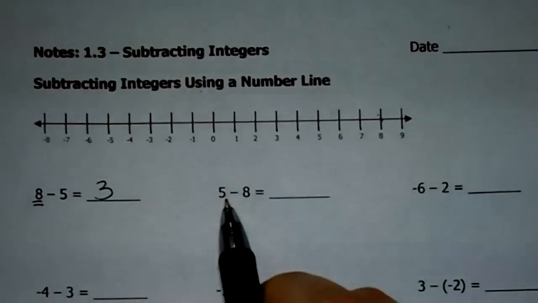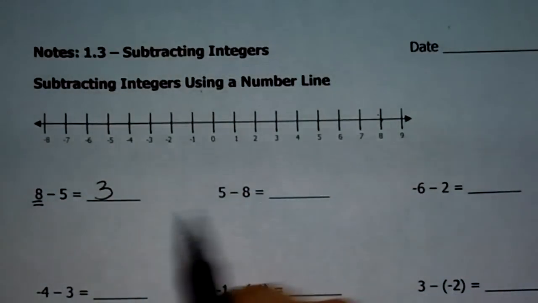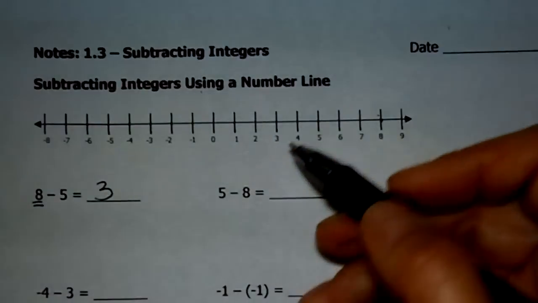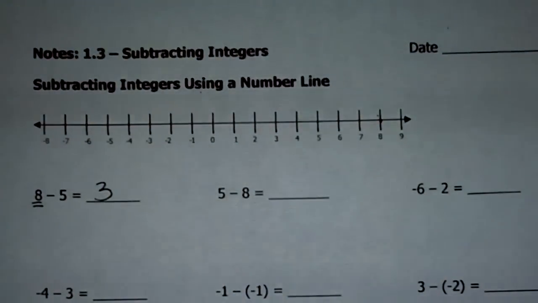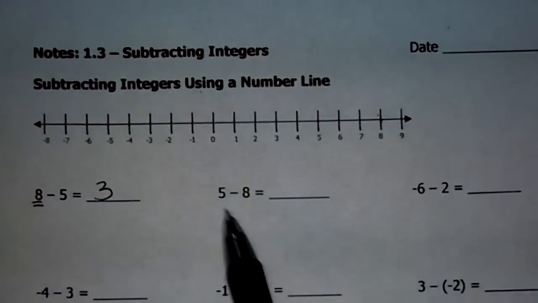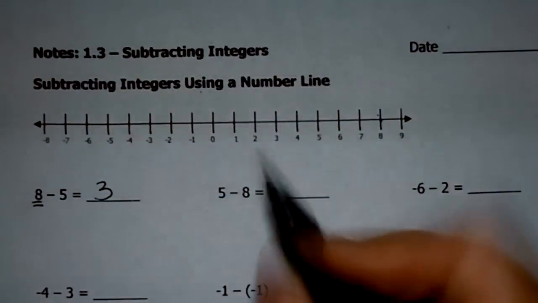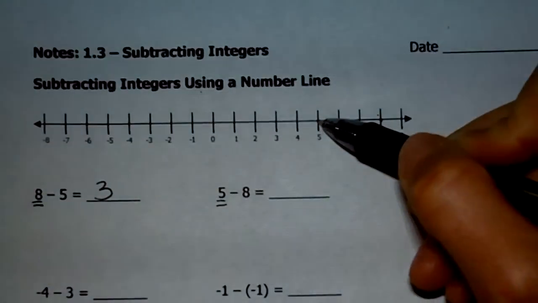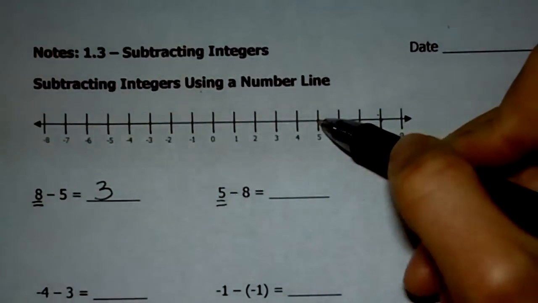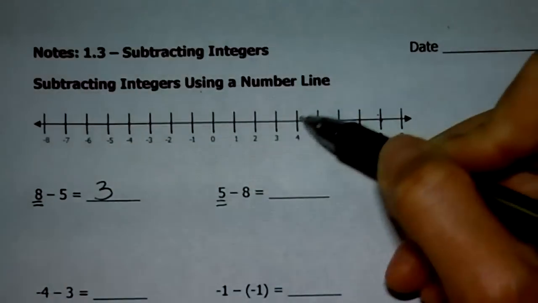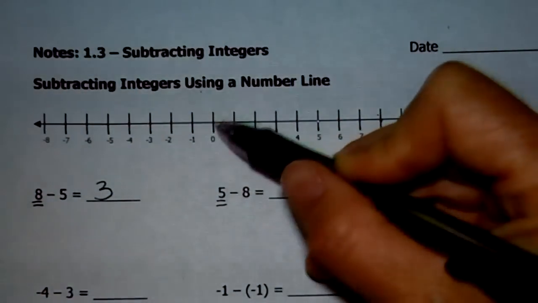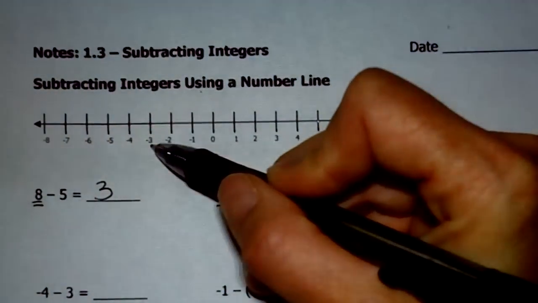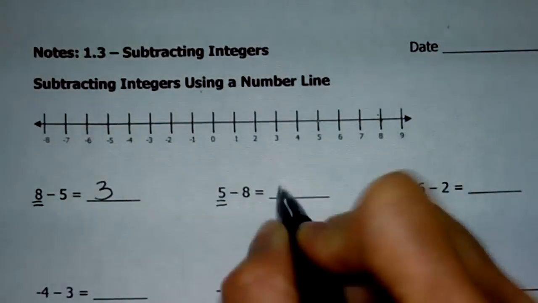Now, 5 minus 8 is not 3. This order does matter when you subtract. There's no commutative property for subtraction. So if I'm taking 5 minus 8, 5 is where I'm going to start. You can't change what you start with, so I can't flip those around. Here's my 5. If I want to take 8 away from that, that means move 8 to the left. 1, 2, 3, 4, 5, 6, 7, 8. You'd end at a negative 3.